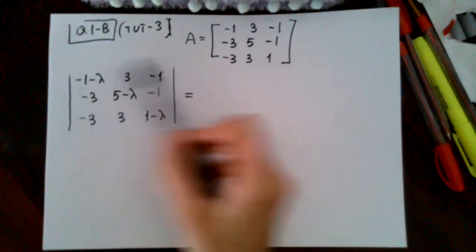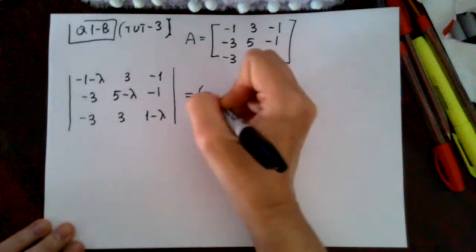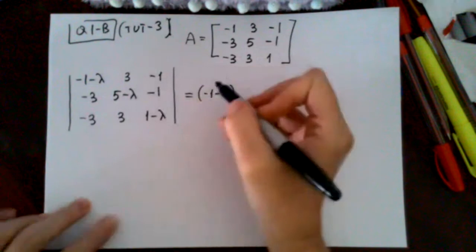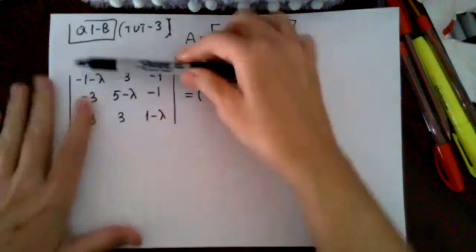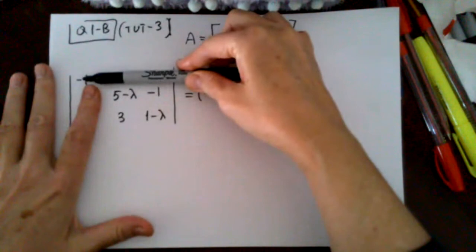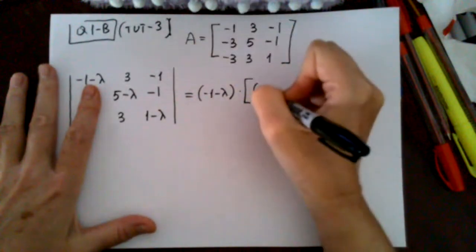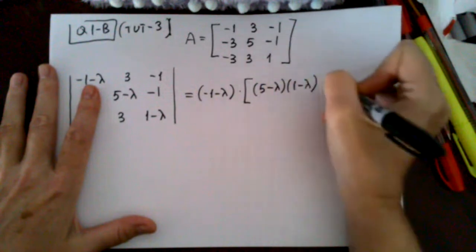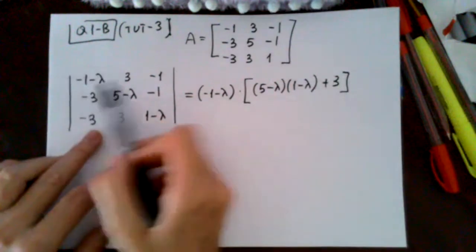But unluckily, we don't have such rows. So maybe we should go for the first row as usual. Okay, so let's try and expand along the first row. So -1 minus lambda, we need to cross out the row and column as usual and calculate this 2 by 2 determinant, which will be 5 minus lambda times 1 minus lambda plus 3. So I'm finished with the first element.